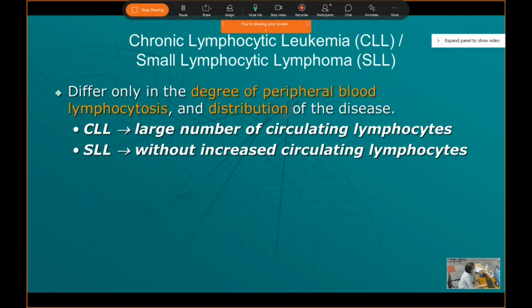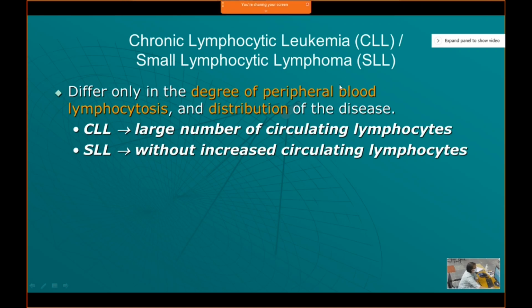This one also, the basic difference between CLL and SLL is that CLL is when the cells are seen in the peripheral blood, and SLL is when the cells are seen only in the lymph node. Okay, so basically small lymphocytic lymphoma is restricted to the lymph nodes, but when it spills over to the peripheral blood, then we call it chronic lymphocytic leukemia. Okay, so lymphomas, when they spill over to the peripheral blood, they become known as leukemias.